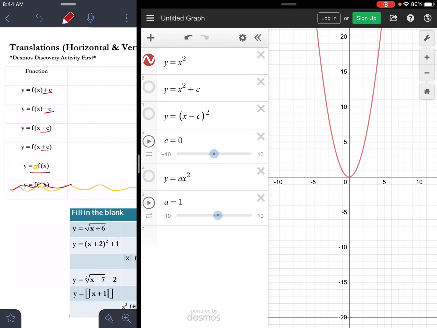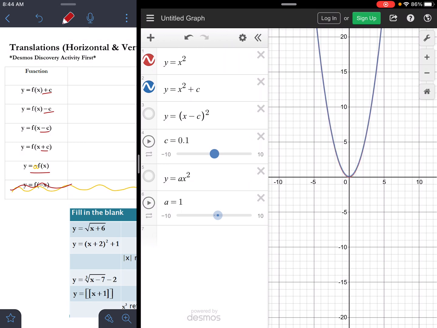So all I want you to see right now is what happens when we add or subtract something on the outside. All right, so here's my graph x squared. Hopefully you can see it over here in red. That is the original x squared. So if I add in x squared plus c, I want you to take a look what happens when I change that plus c value. What if I change it to a positive number? What's happening? All right, so observe what's happening. It's moving up. The graph is moving up.